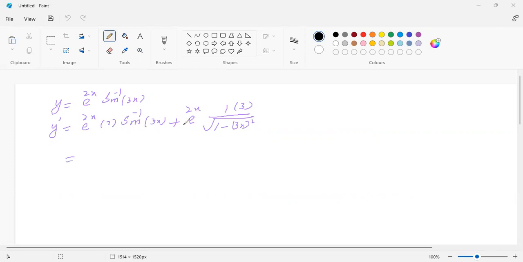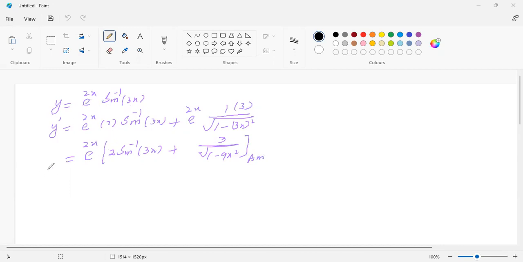Then we can simplify this by taking e raised to the power x as common, and you know the derivative of e power x is e power x into 2. Since e power x is here and e power x is here, you can take this as common, and we finally get 2 into sine inverse of 3x plus 3 divided by the square root of 1 minus 9x square. That's it. This is the answer.